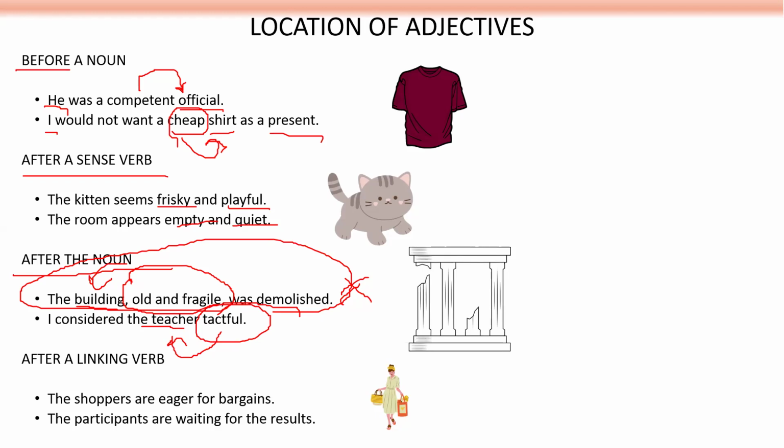Our neighbor, comma, tall and handsome. Tall and handsome. Our neighbor, tall and handsome, was the killer. O, di ba? Guwapo, pero siya pala yung killer.